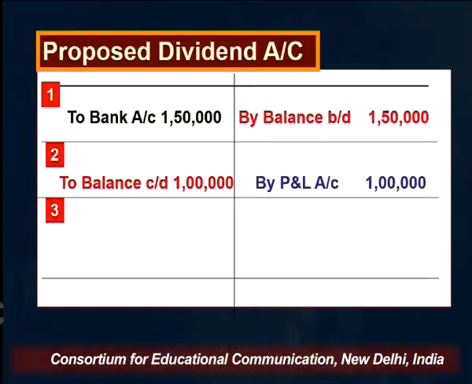Opening balance, by balance brought down. Suppose in this problem 1,50,000 rupees of opening balance is given and 1 lakh rupees of closing balance is given. So very simple. Open a ledger account in working notes, show the opening balance on the credit side and closing balance on the debit side.